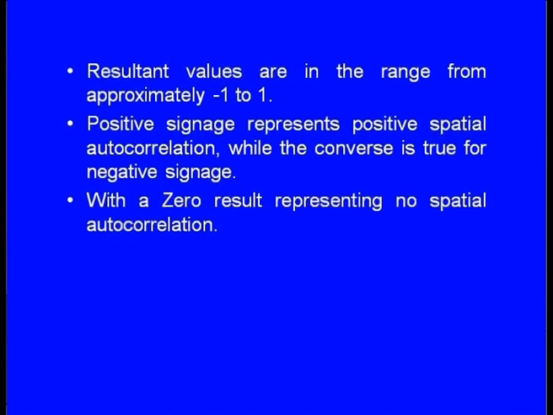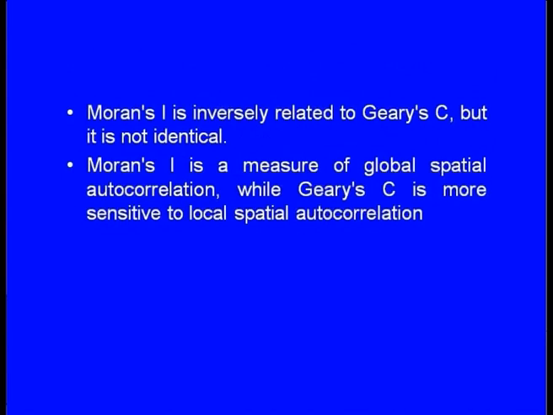The resultant values are in the range from -1 to 1. Positive sign represents positive spatial autocorrelation, while the converse is true for negative sign, with a 0 result representing no spatial autocorrelation. It has been found that Moran's I is inversely related to Geary's C, but it is not identical. Moran's I is a measure of global spatial autocorrelation, while Geary's C is more sensitive to local spatial autocorrelation.